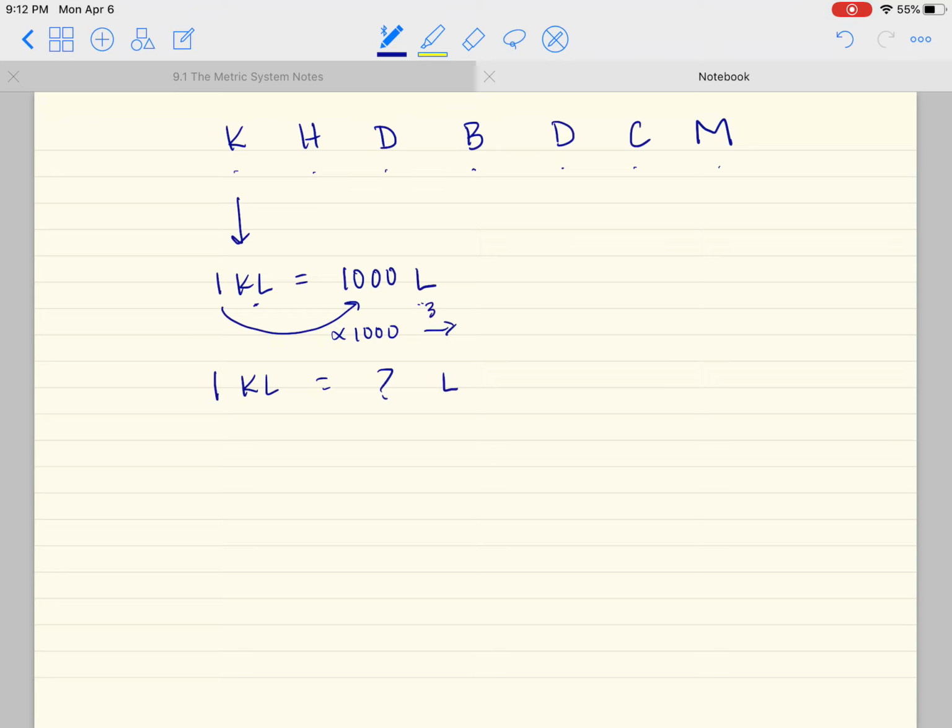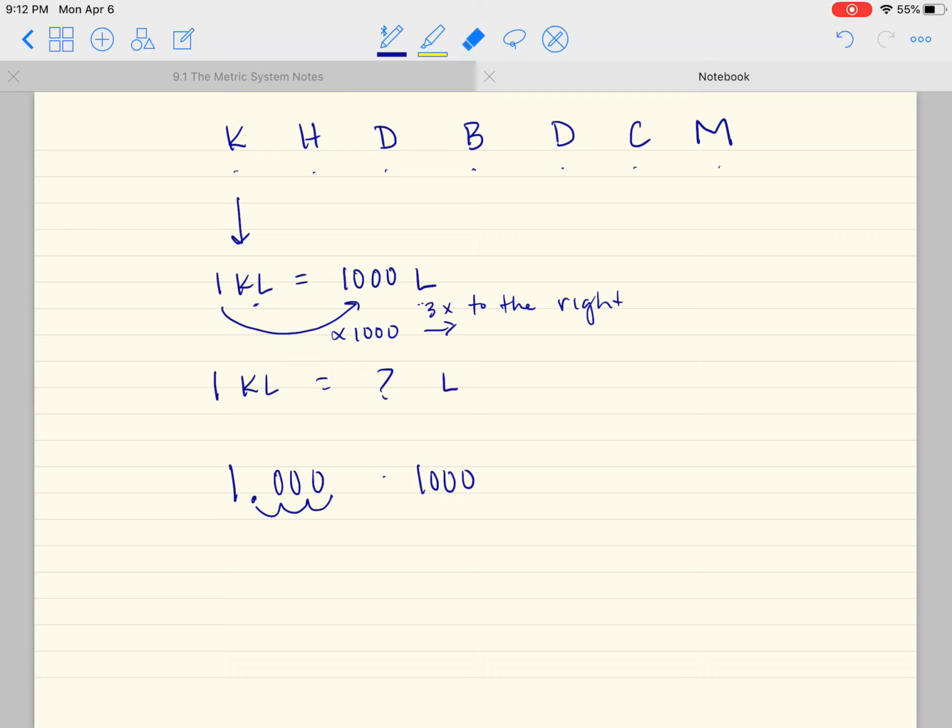Now we said when we multiply by 1,000, all it does is take the decimal and move it 3 times to the right, okay? So if I took my 1 and moved the decimal 3 times to the right, boom, boom, boom, there it is. There's my 1,000, okay?